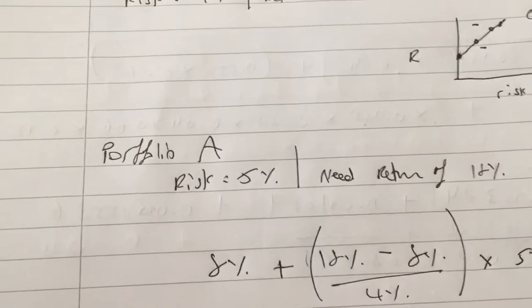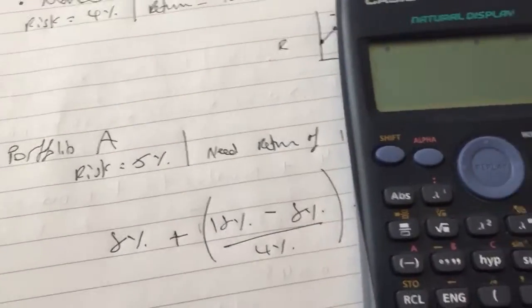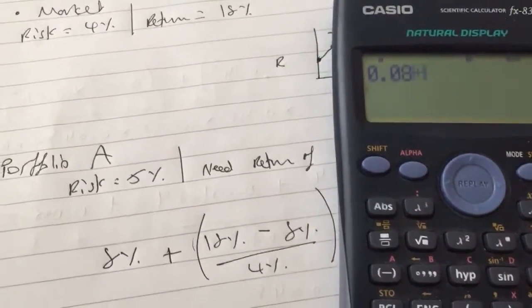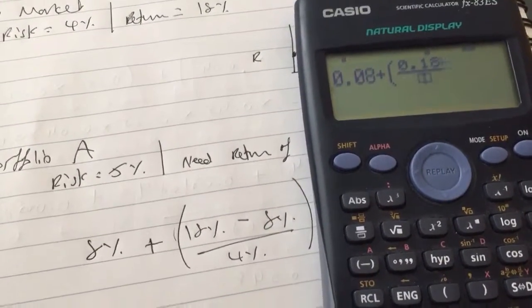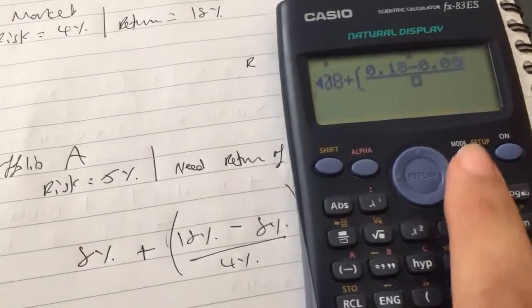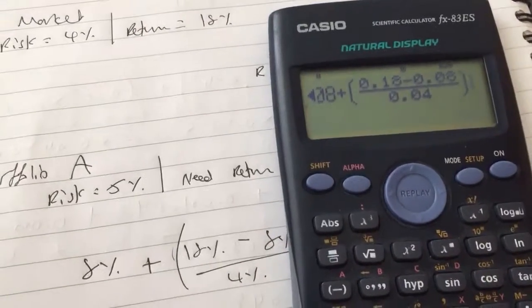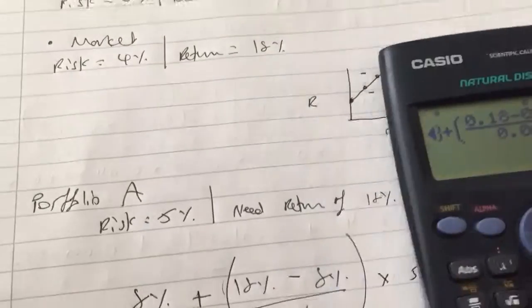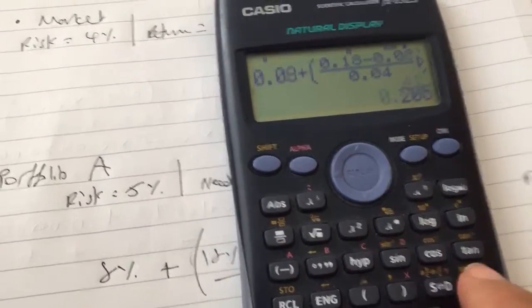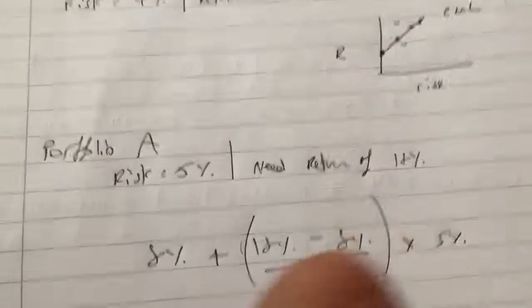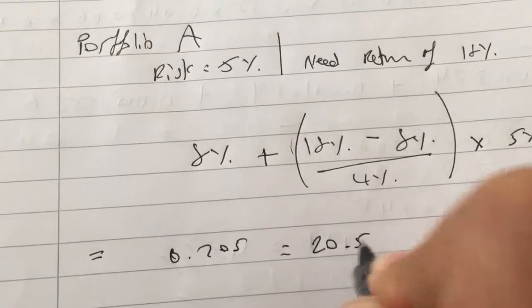We're going to sub this into the calculator and see what we get for the return. So 0.08 plus 0.18 minus 0.08, divided by 0.04, close bracket, multiplied by the risk of our portfolio A. The portfolio A risk is 5%, we know that. So multiplied by 0.5 equals 20.5. So for portfolio A, it equals 0.205. So the return is 20.5%.